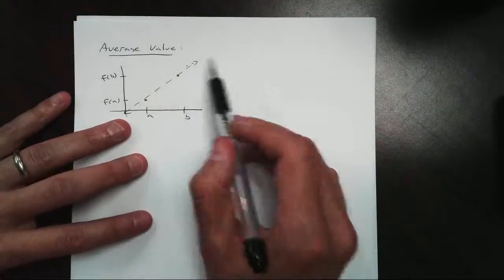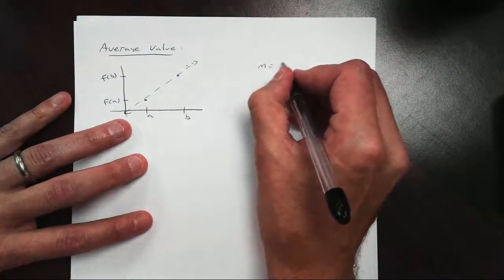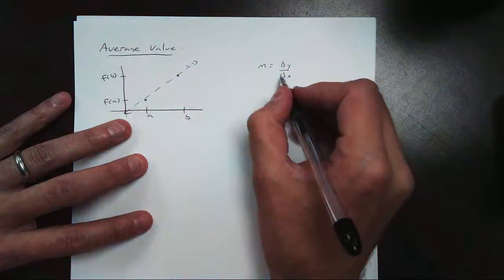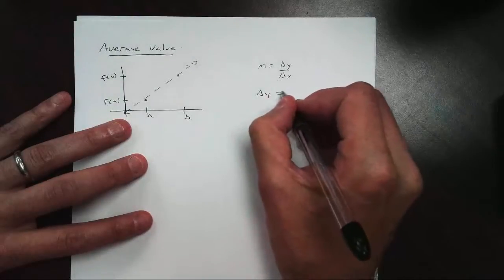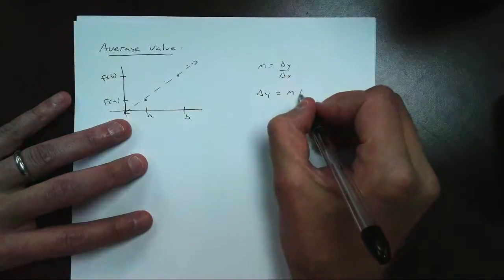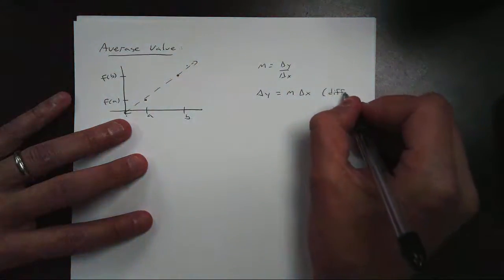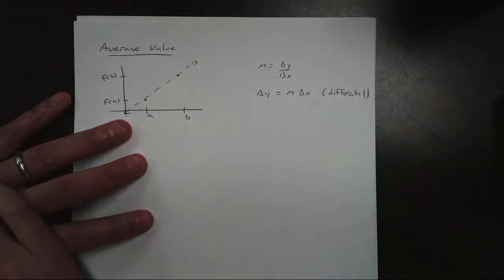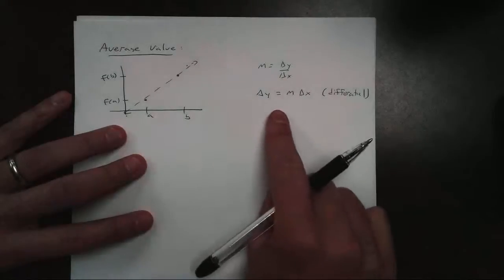Now, from earlier this year, we talked about how we get slope, right? Remember, slope is change in y over change in x. So if I were to cross multiply this one, I would get delta y, change in y, equals the slope times my change in x. And we had a special word for this. This was called our differential. And we did a lot of things we can do with this one.